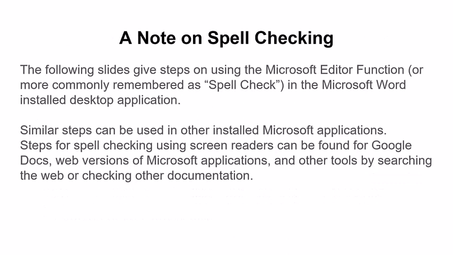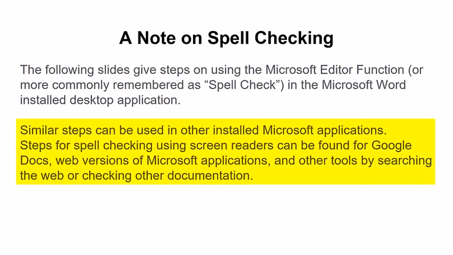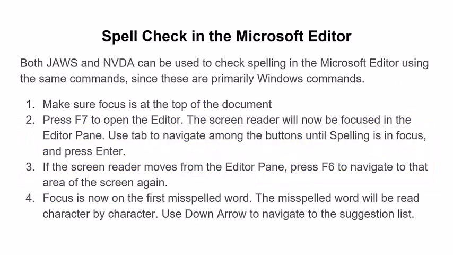This is just a note on spell checking. The following slides are going to give steps on how to use the Microsoft Editor function, which is what we used to call the spell check in Microsoft Word in the installed desktop application. Similar steps can be used for other installed Microsoft applications, so you can follow these same directions most of the time. But steps for spell checking using screen readers for Google or web versions of the Microsoft applications and other tools, you might be better off looking for those online. These ones that we're going to talk about for the installed applications specifically refer to those rather than anything that's web-based. So let's talk about spell check in the Microsoft Editor.